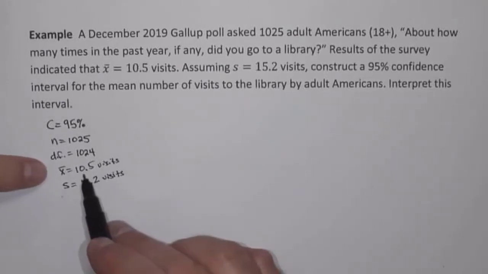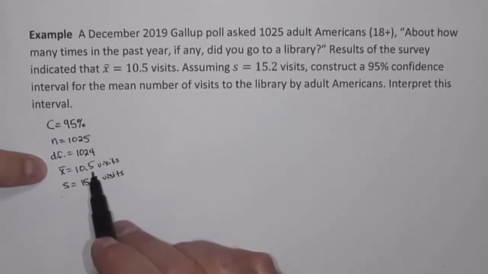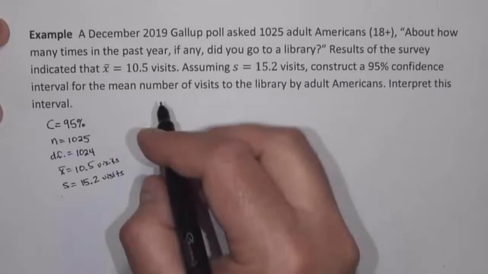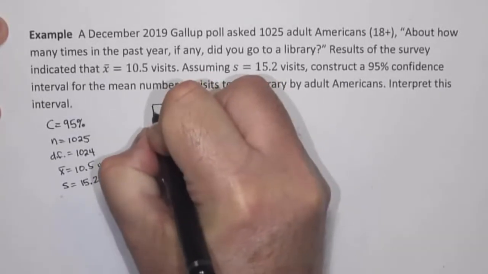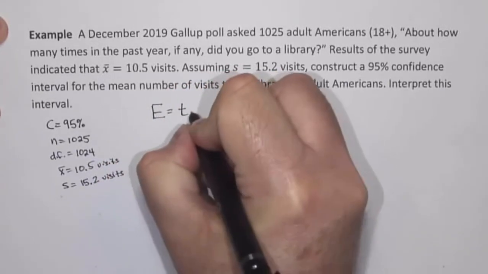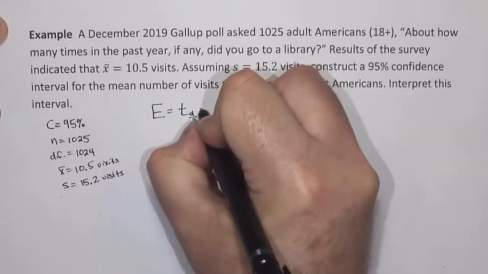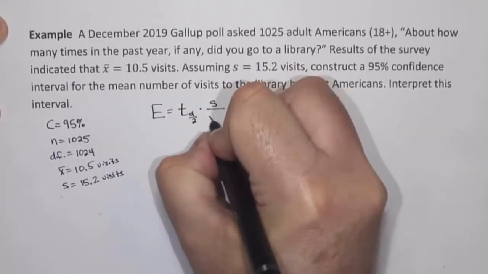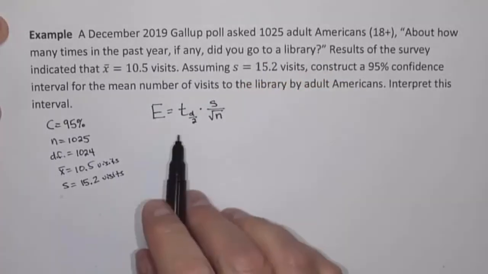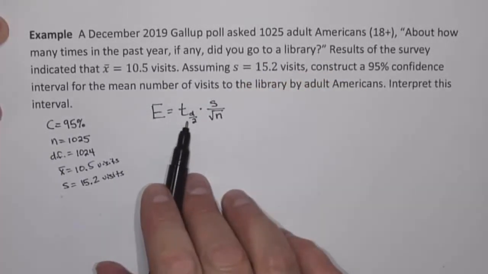So we know x̄ is 10.5. We just need to find the margin of error. So we need to calculate E. So remember our formula is E equals our critical value, t sub alpha over 2, times s over the square root of n. So we need to figure out what our critical value is.